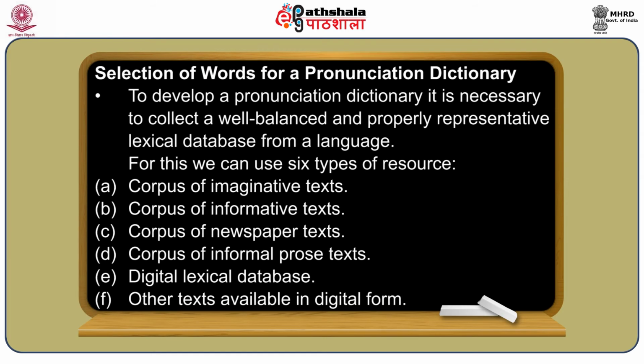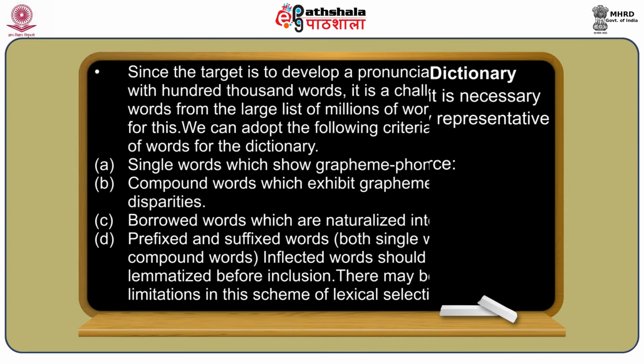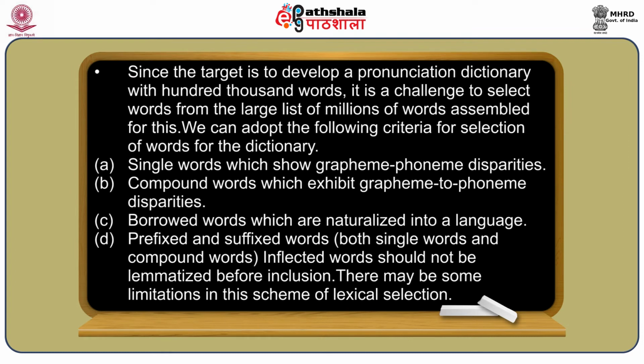Selection of words for a pronunciation dictionary. To develop a pronunciation dictionary, it is necessary to collect a well-balanced and properly representative lexical database from a language. For this, we can use six types of resources: corpus of imaginative texts, corpus of informative texts, corpus of newspaper texts, corpus of informal prose texts, digital lexical databases, and other texts available in digital form. Since the target is to develop a pronunciation dictionary with a standard 100,000 words, it is a challenge to select words from the large list of millions of words assembled for these purposes.